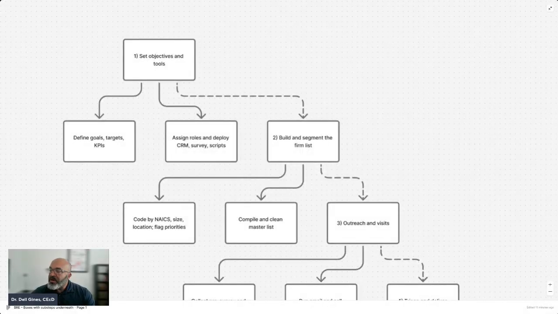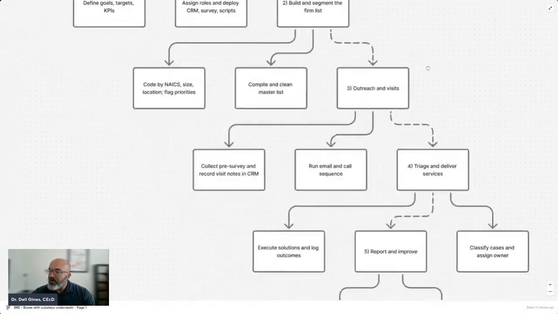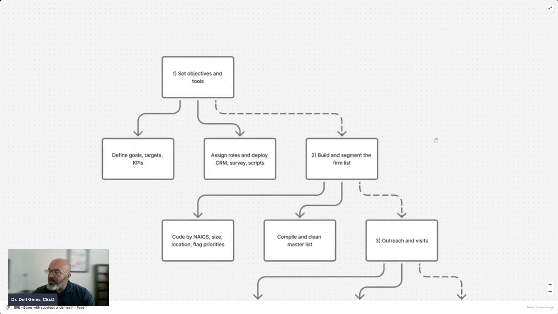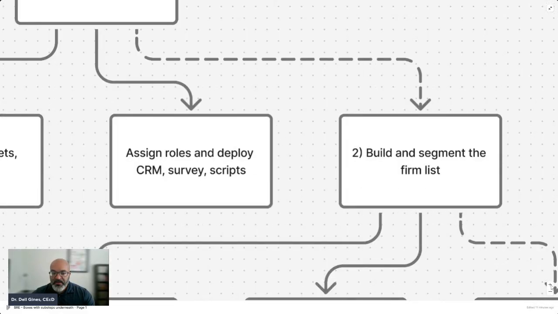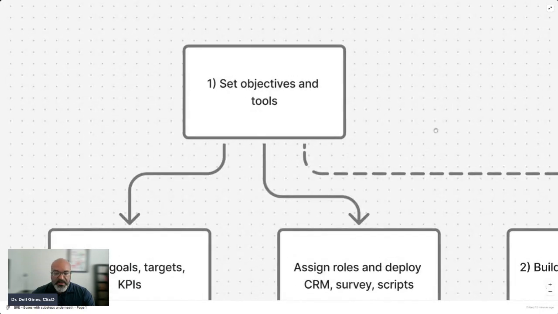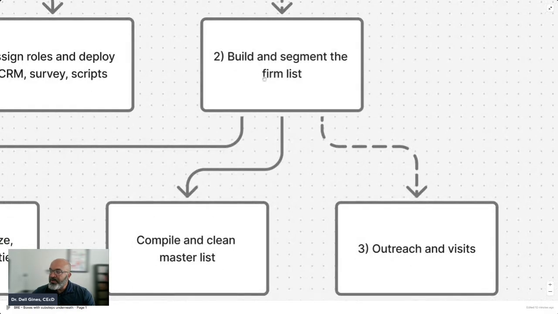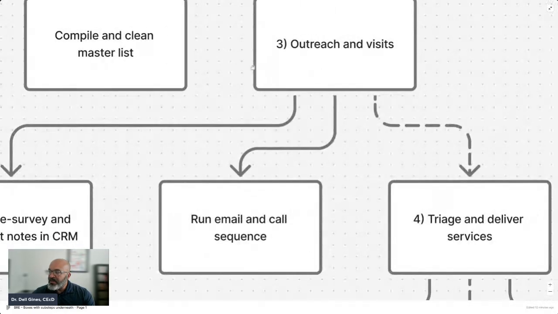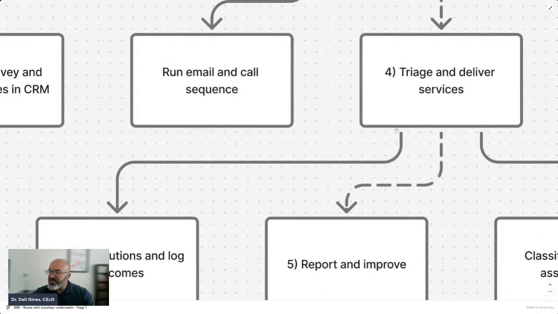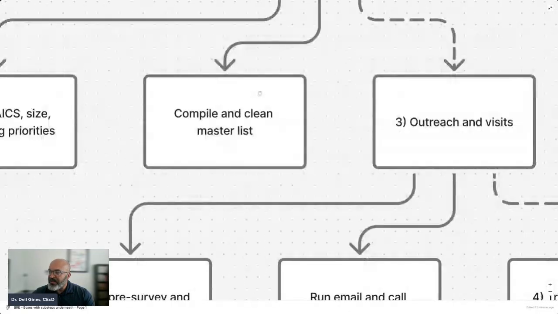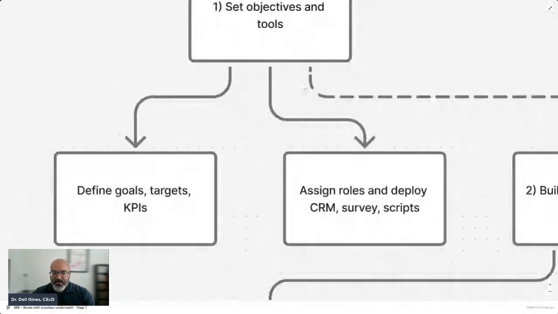Here, I did a basic flow chart of a general business retention and expansion campaign. I made it pretty big because I know how these videos come out. First you set your objectives and tools. Develop goals, KPIs, assign roles, build and segment the firm list, outreach and visits, triage and deliver services to those that need it, report back and improve, and then we have your subheadings, right?